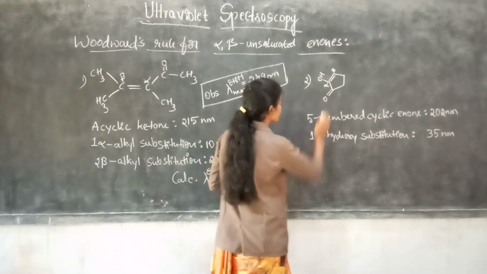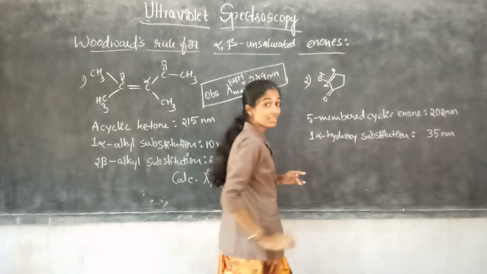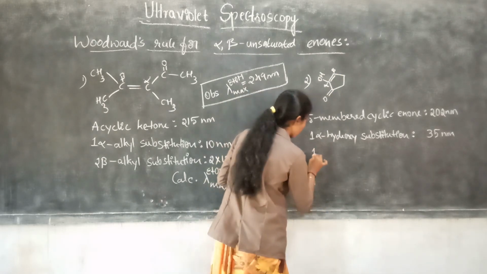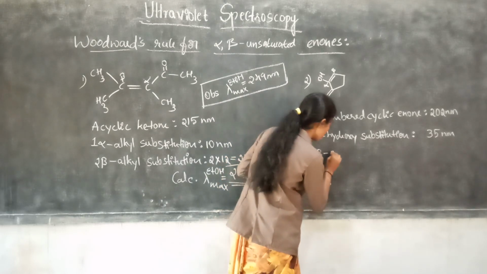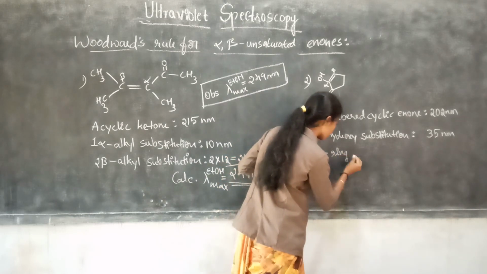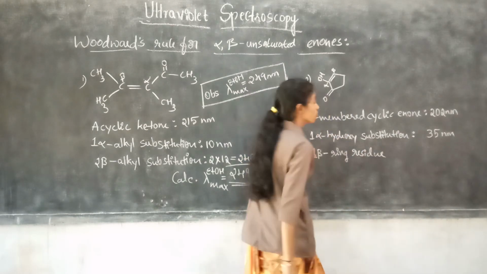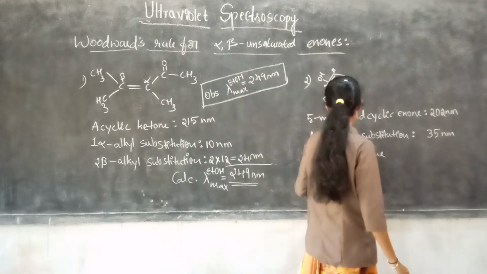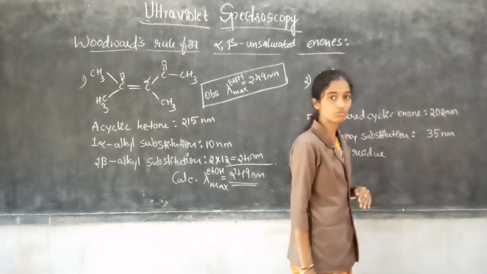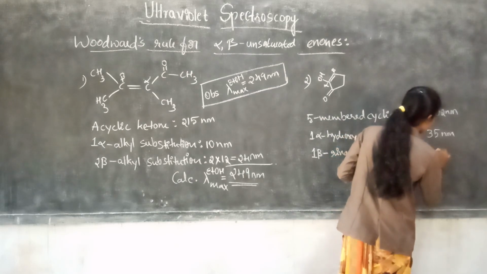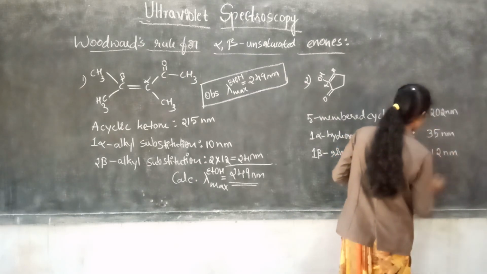Next, at beta position we have one ring residue. For each beta ring residue or beta alkyl substitution there will be an addition of 12 nanometer. So here there will be an addition of 12 nanometer.